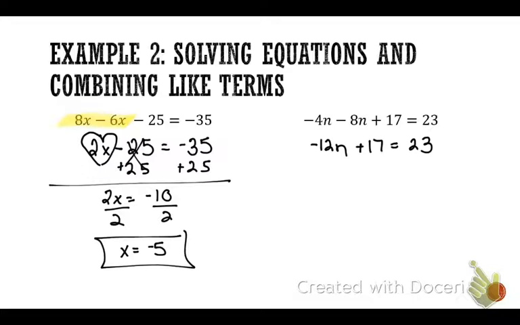Okay, you did the same thing. So your work is perfect, but this ends up being a fraction. So subtract 17 from both sides. Now bring down what's left. Negative 12n equals 6. Now here's where things start getting a little different.